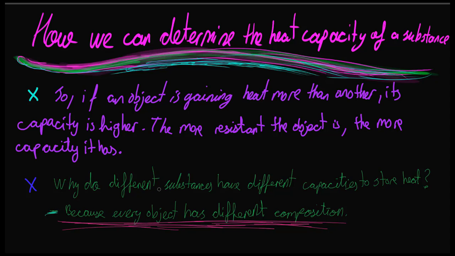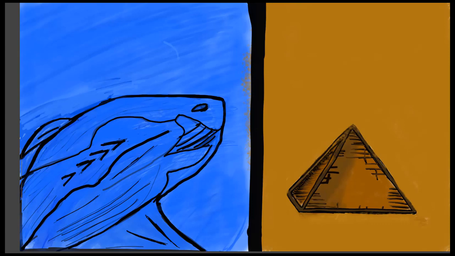Also, why do different substances have different capacities to store heat? As I mentioned, because every object has different composition, this difference occurs. There are two examples that are always given: the desert and the sea example.